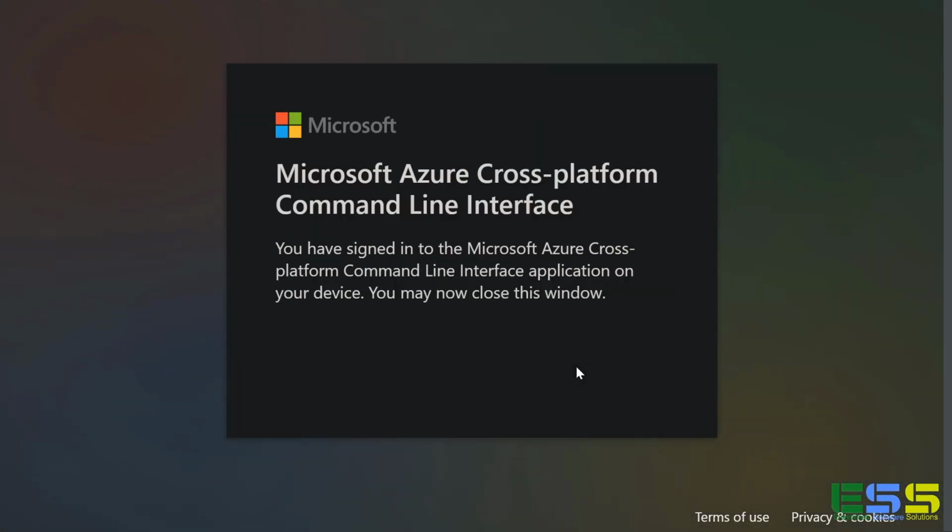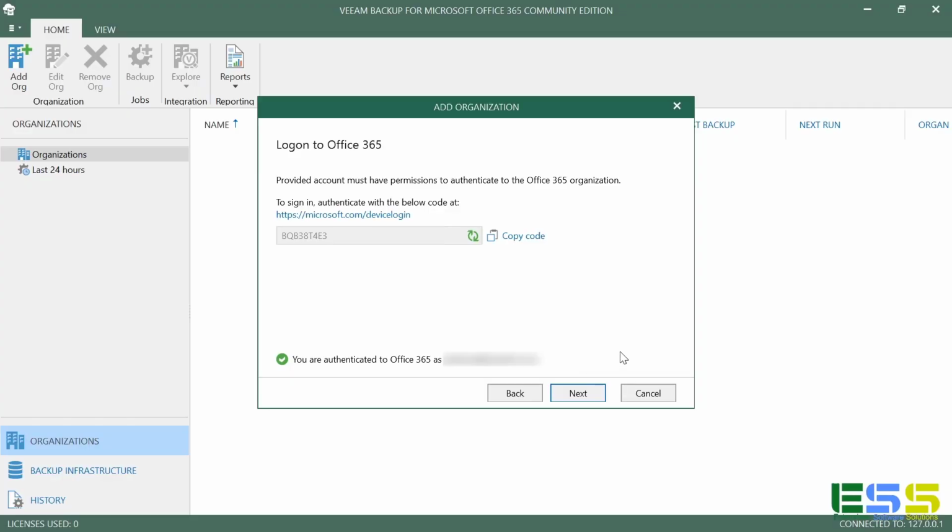And that's all there is, assuming you have the right permissions. In this case, it'll take a global administrator to set this up. So I'm going to close the window. If we go back to Veeam, you'll notice that we have this green check mark. You are authenticated to Office 365 as Anthony. So we'll go ahead and hit next.